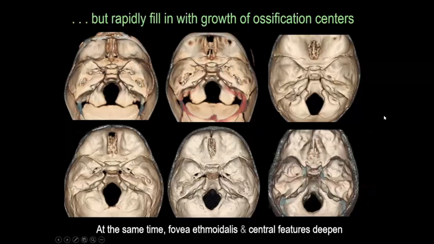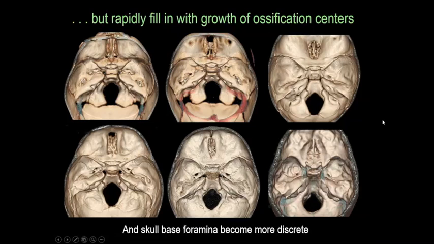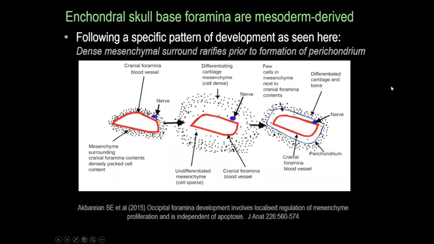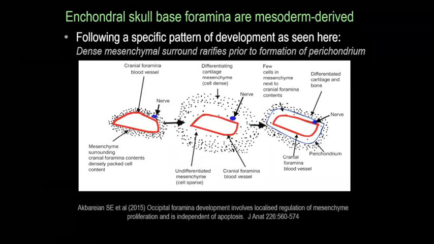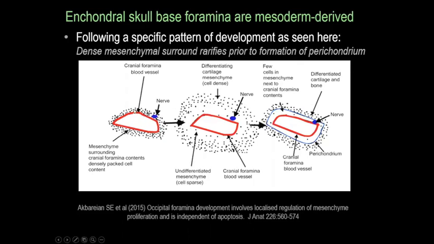These areas rapidly fill in with growth of the ossification centers, and you can see here, all the way out to here, the fovea ethmoidalis and the central features are going to deepen as you have progressive fusion, and the skull base foramina are going to become more discrete. So taking a look here and taking a look here. Chondral base foramina are mesoderm derived, following a specific pattern of development as is seen here. First, dense mesenchymal surround is going to rarefy, and that's going to happen prior to the development of the perichondrium. That's the blue line here.